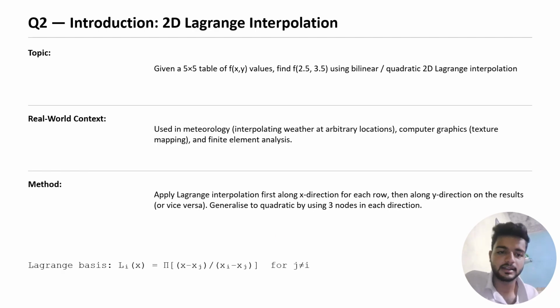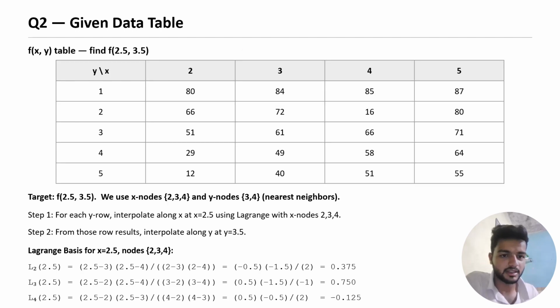Introduction to 2D Lagrange interpolation. Topic: given a 5x5 table of x and y, we have to find f(2.5, 3.5). Method: we will apply the Lagrange formula. The given data table is this. We have to find f(2.5, 3.5). Target is this. So we use x nodes 2, 3, 4 and y nodes 3, 4, the nearest neighbors.